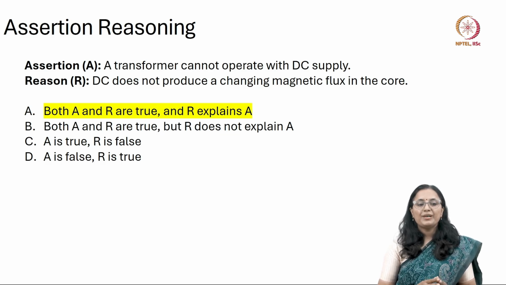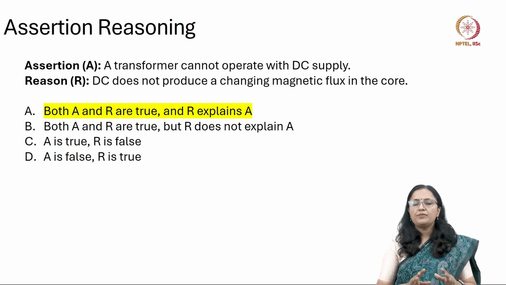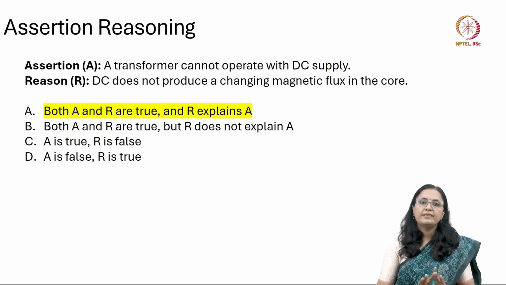Now, the options for assertion reasoning are always standard, right? So the first option will be both assertion and reason are true and the reason explains assertion. The second will be assertion and reason are true but R does not explain A. The third is assertion is true and reason is false. The fourth is assertion is false and the reason is true. So always there will be these 4 standard kinds of options.